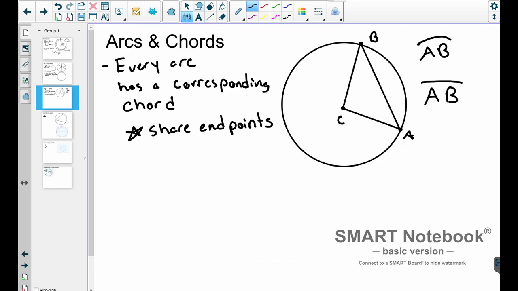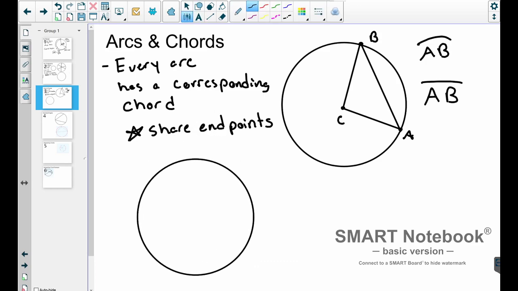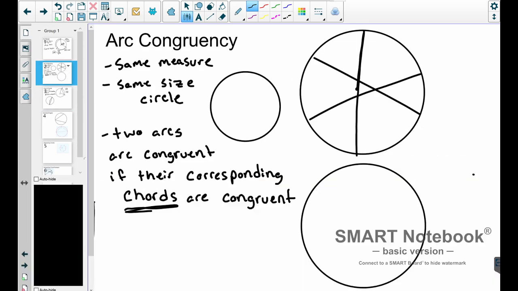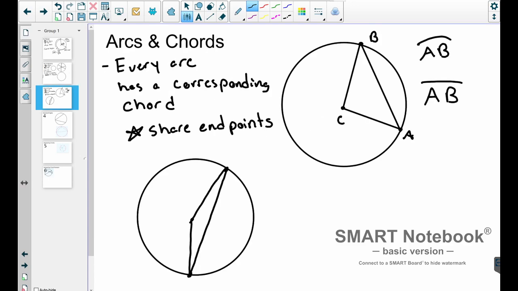So let's just give another brief example. I'll draw a circle here. We'll freehand this to make it quicker, but maybe a little bit sloppier. We have our center point, and we have some sort of angle, maybe like this. Then the chord that goes from this point to this point, here, is the corresponding chord to that angle. And what did we say on the last slide? We said that two arcs are congruent if their corresponding chords are congruent.